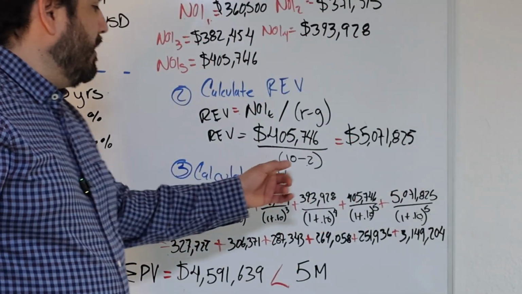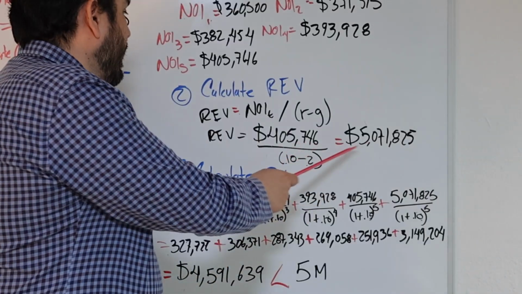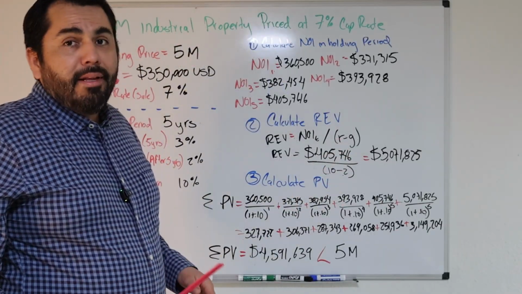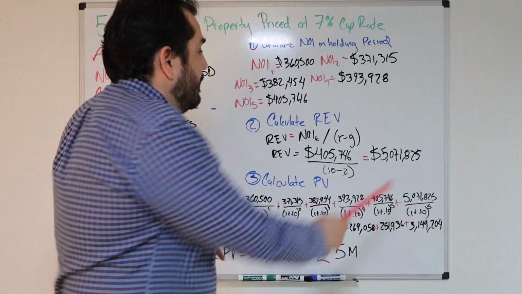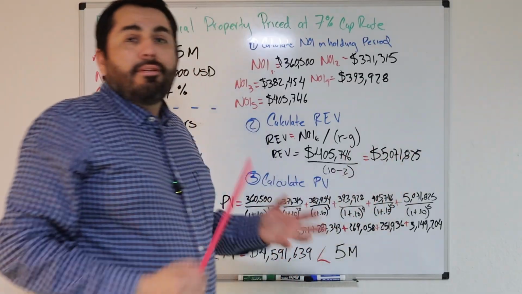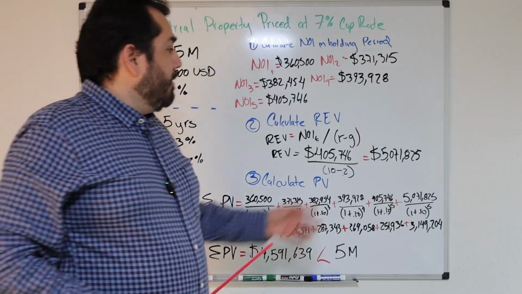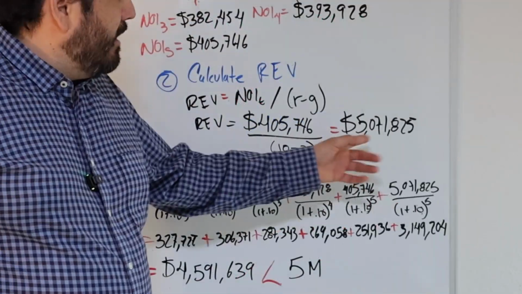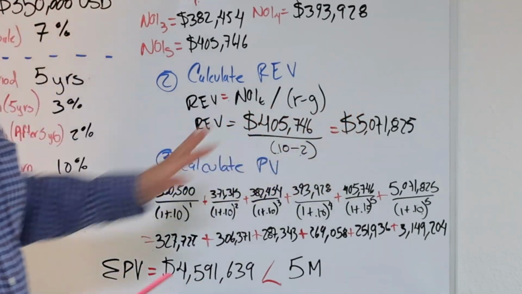So 0.10 less 0.02, and we get just over 5,071,000. This is the value for the resale at the end of the holding period. We will sell the property for a little bit more than 5 million. So we keep this number.